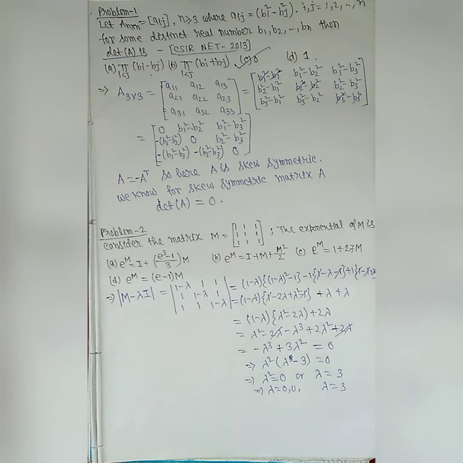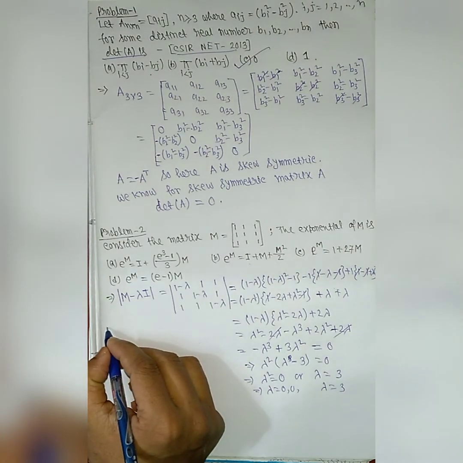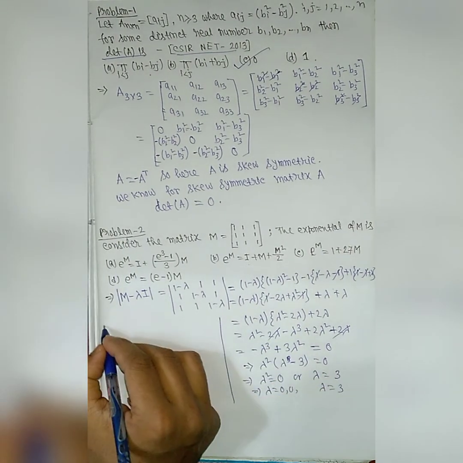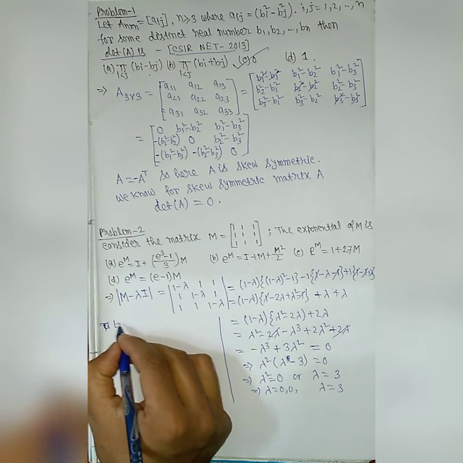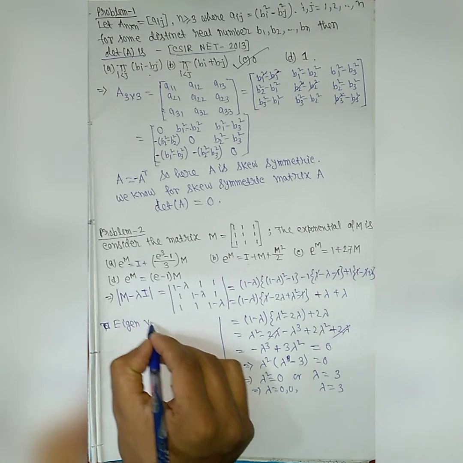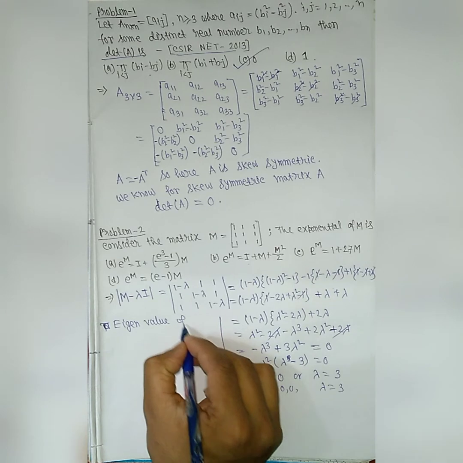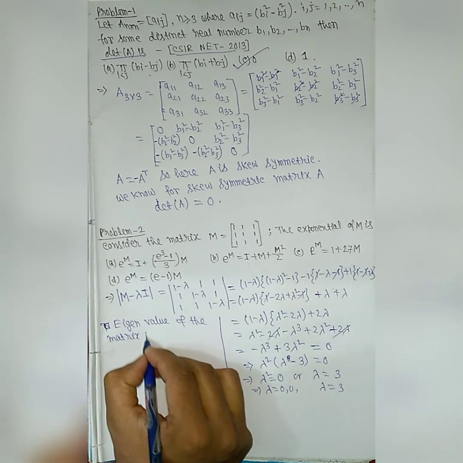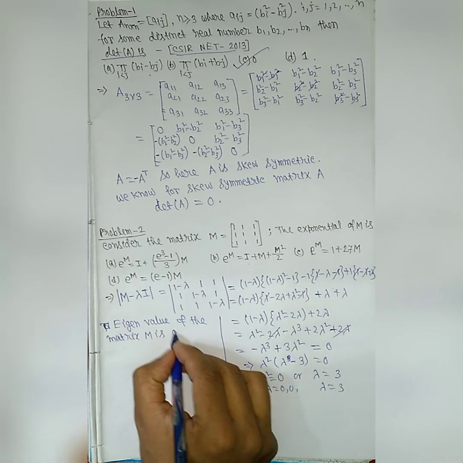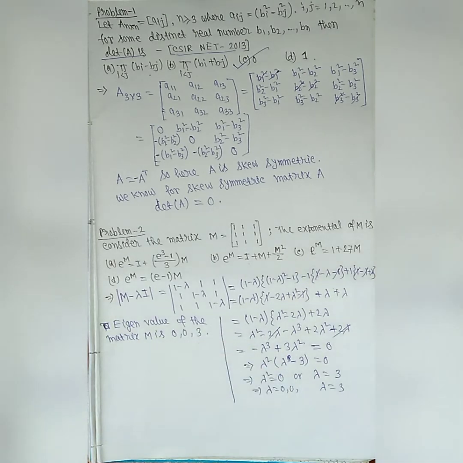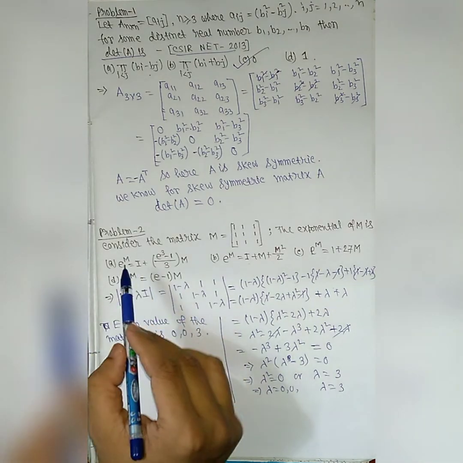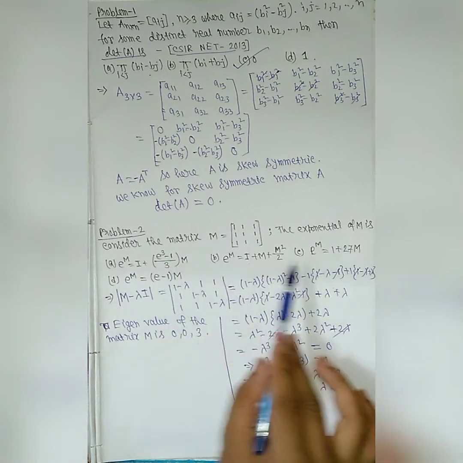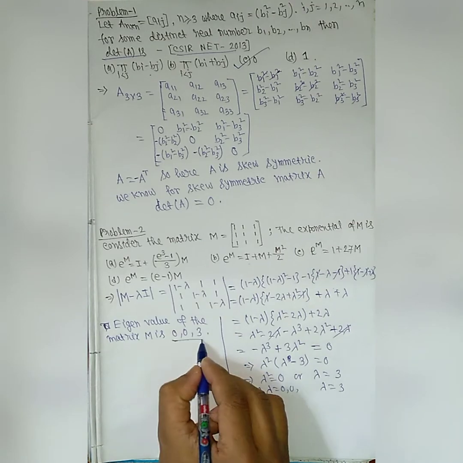So for this M, a 3 cross 3 matrix, we get 3 eigenvalues of the matrix M. The eigenvalues are 0, 0 and 3. Now we check which of the following equations satisfy these eigenvalues.